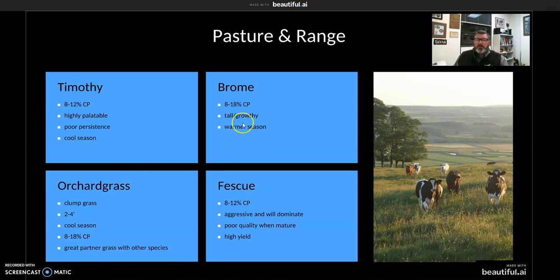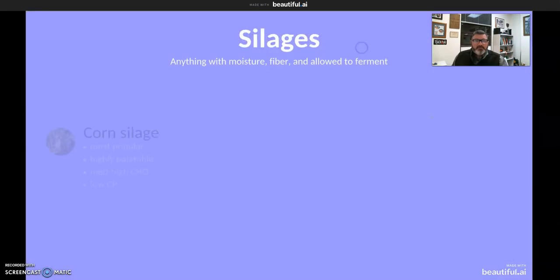Speaking of brome, another tall, growthy, very broad-leaved kind of grass, a little bit warmer season. It's not a full warm season grass unless you get a specific species, but to the warmer side of those grasses. And then fescue, which is extremely common around here. It's very, very aggressive, and given time, it will dominate your pasture and range. When it matures, it's really poor quality. It gets very stemmy, but it yields a lot. And so it tends to be on the lower end of the crude protein ranges. But it will work for cheap hay if done well.